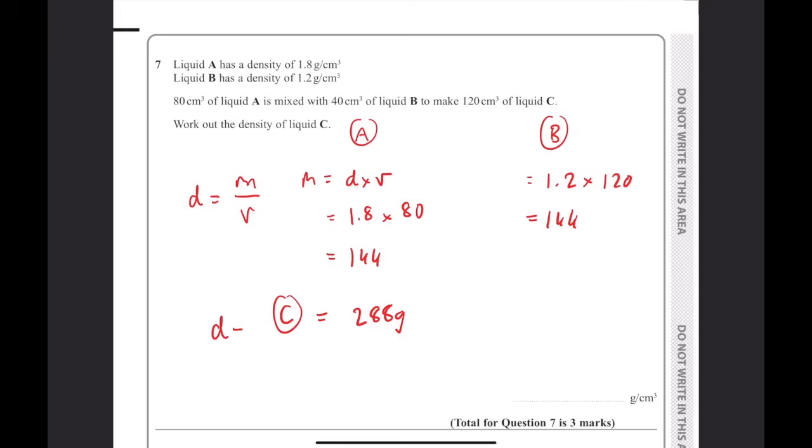So the density of liquid C is going to be the 288 grams over 200, and then if we divide that, we get 1.44 grams per centimetre cubed, which they give you the units for anyway.